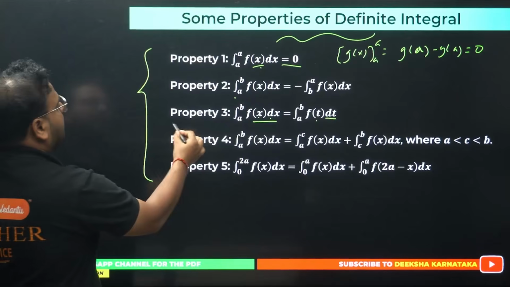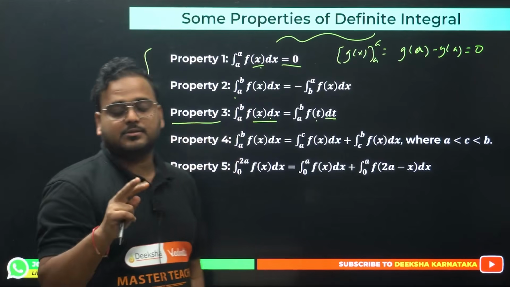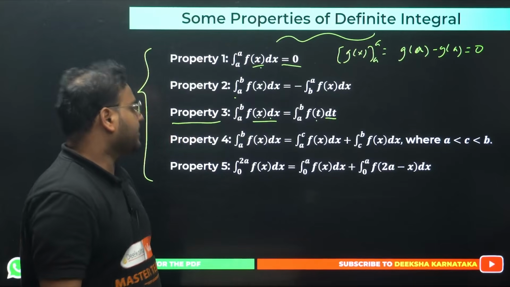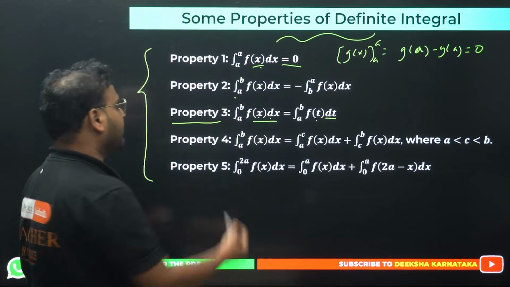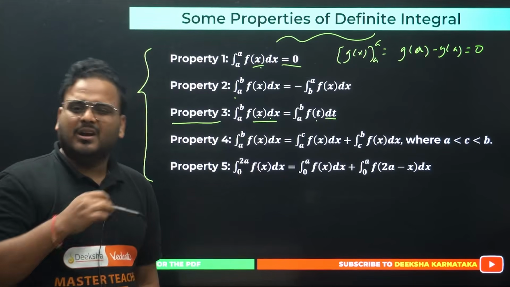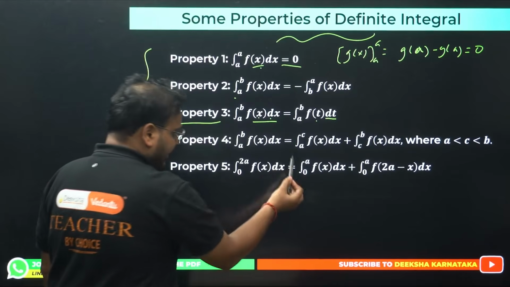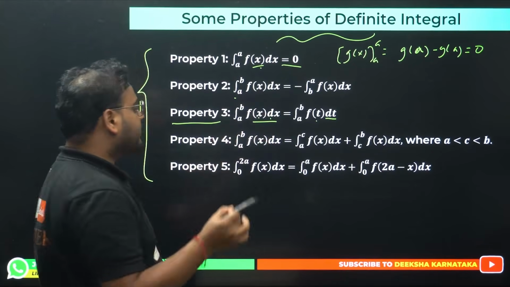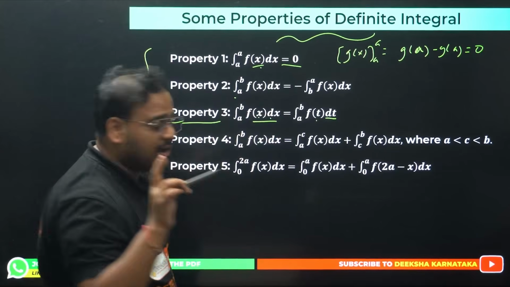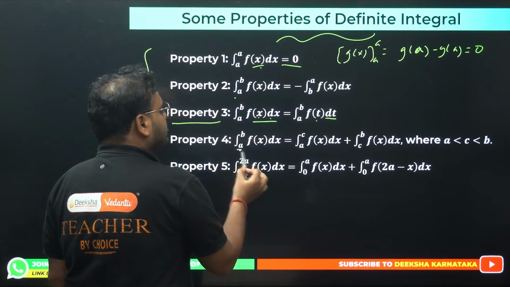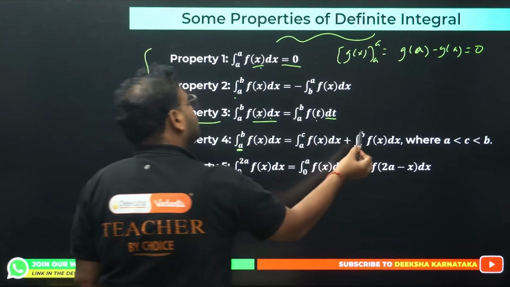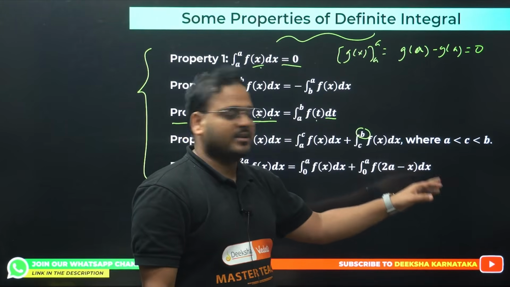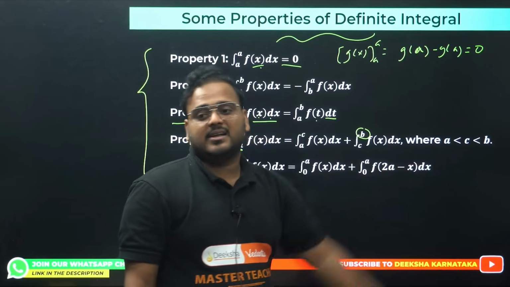Yeah, property 3 was done, right? Without changing the limits, I can change the variable. Property 4, if you have the limit from a to b, I can keep breaking it down any number of times. See, a to c, c to b, I can go a to c, c to d, d to b, means you can break it any number of times, provided that this a is your first lower limit and this b is your last upper limit. Okay, and any variable you are taking, c, d, whatever it is, should be greater than a and less than b.